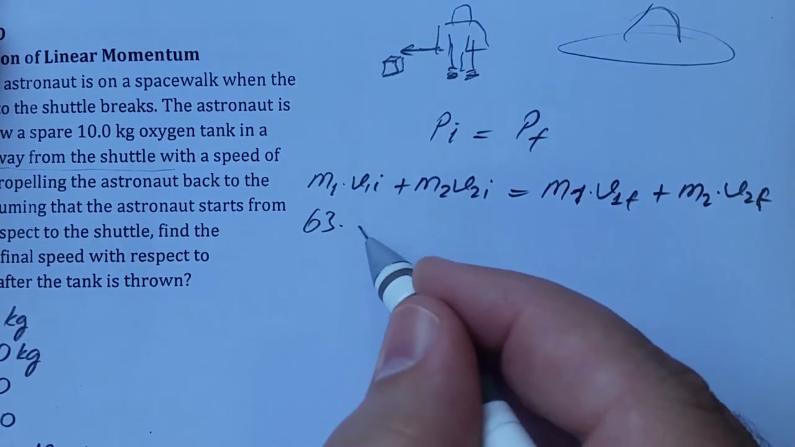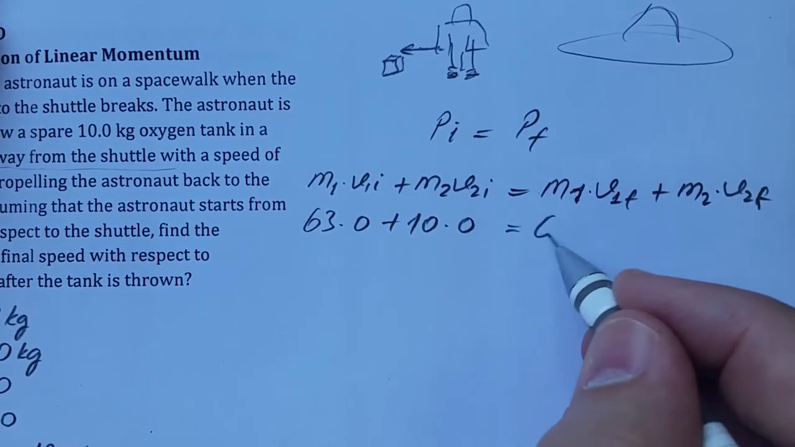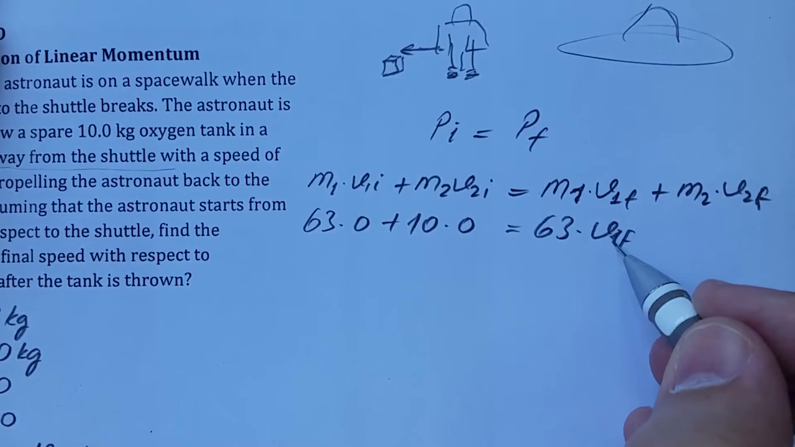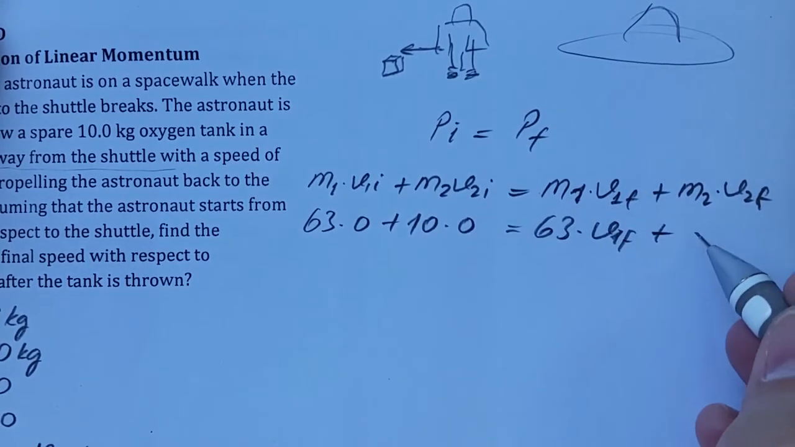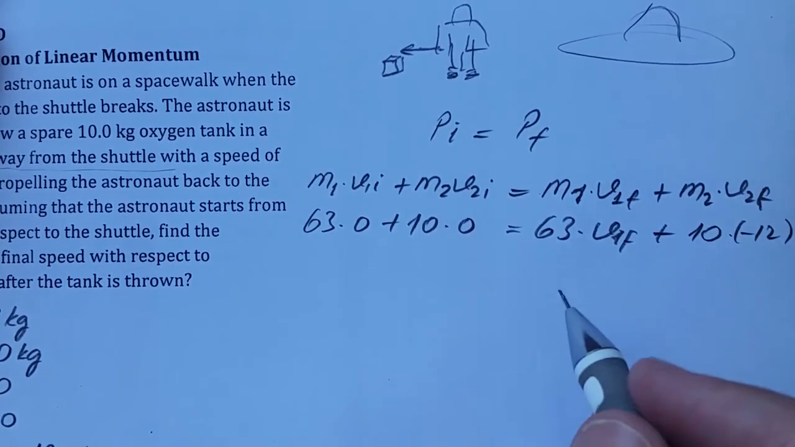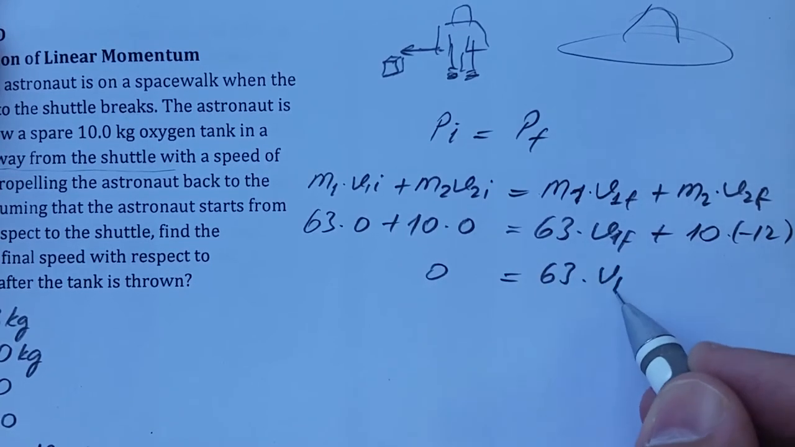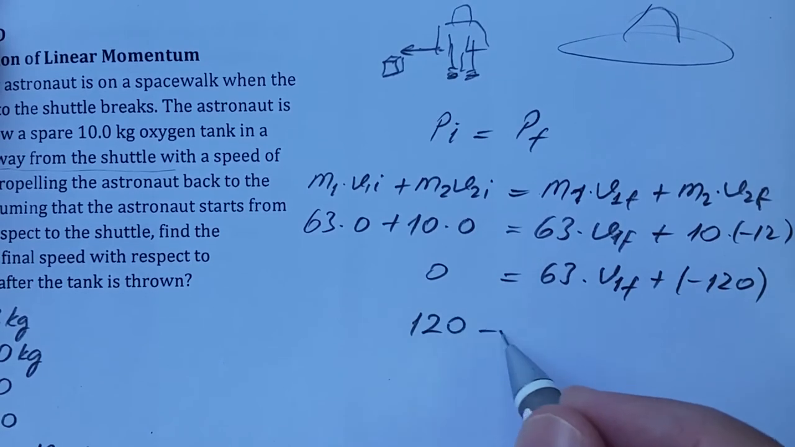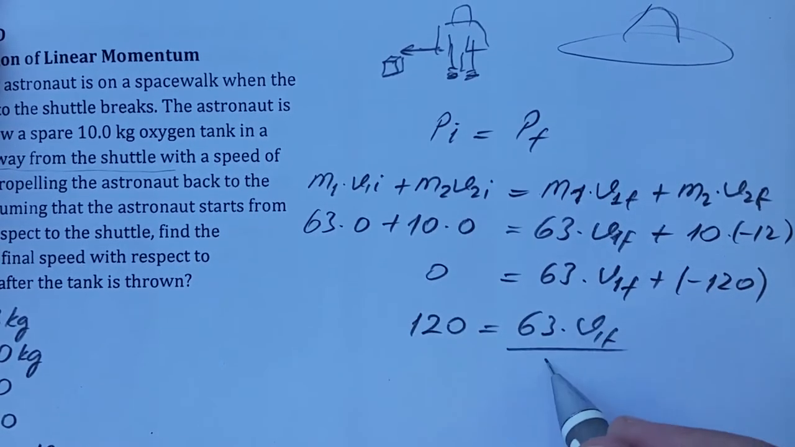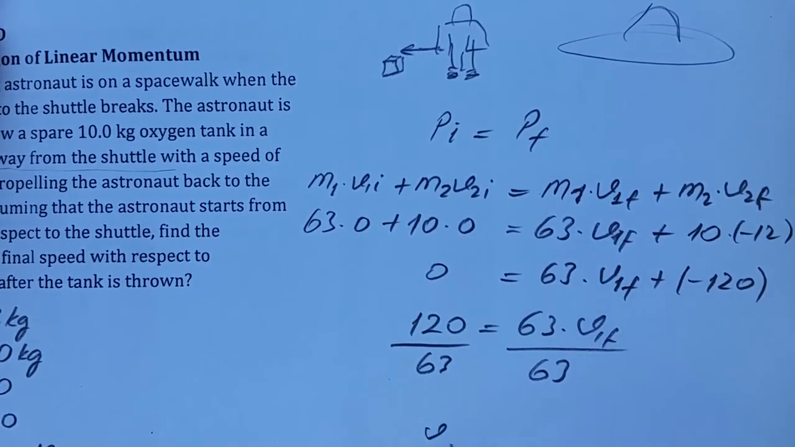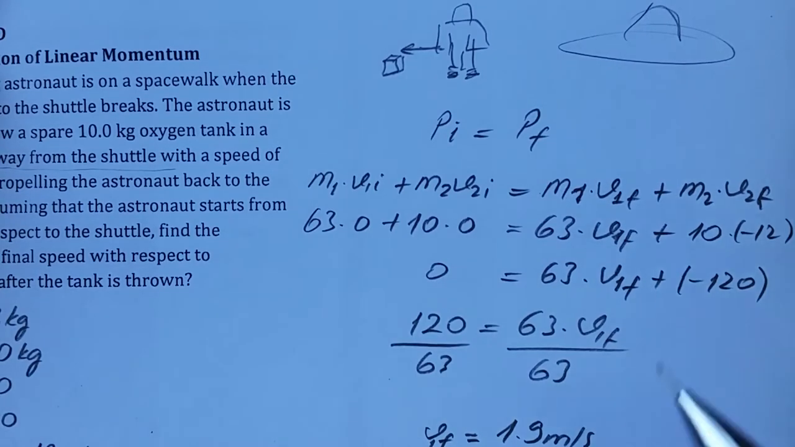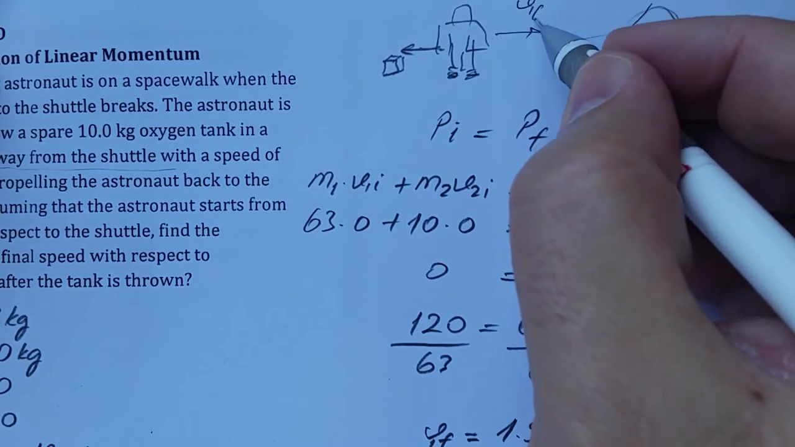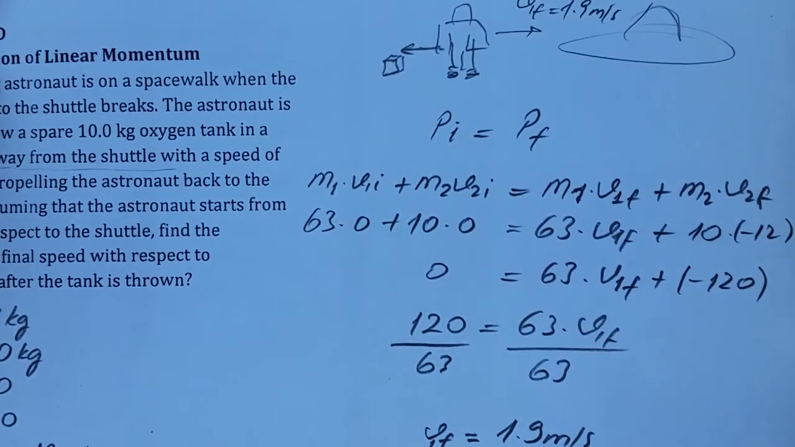M1 is given, 63 multiply 0 plus 10 multiply 0 is equal to 63 multiply V1 final, the mass of the astronaut after he threw the tank, plus 10 multiply minus 12. This part is 0 is equal to 63 V1 final minus 120. If we send 120 to the other side, 120 equals 63 V1 final. If we divide each side by 63, we get that the final velocity of the astronaut will be 1.9 meters per second. Since it is positive, it is toward the shuttle, and V1 final is 1.9 meters per second. Thank you.